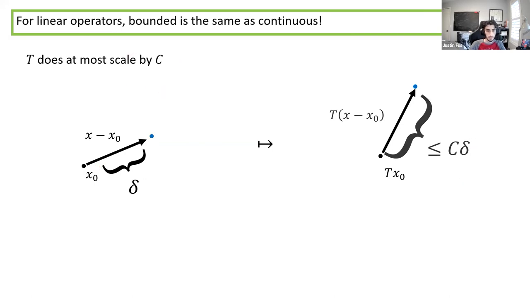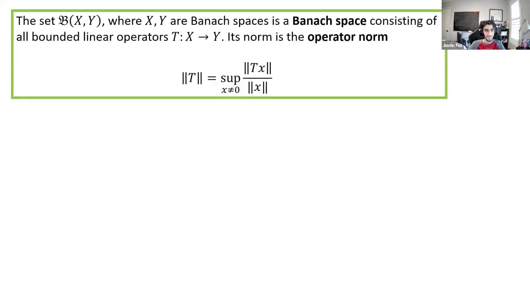And so, of course, if you want to apply our definition of continuity, we could just take delta to be epsilon over c. So every point within epsilon over c of x0 will cause the images to be within at most c times epsilon over c of each other. And so that would be less than or equal to epsilon distance. The other direction will be skipped for the sake of time.